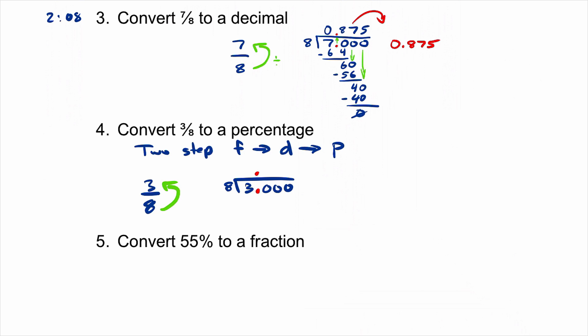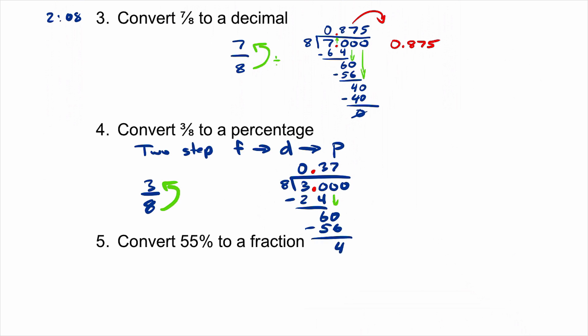Does 8 go into 3? No. Does 8 go into 30? Yes, it goes in there 3 times. 8 times 3 is 24. 30 minus 24 is 6. Bring down that 0. We got 60. Does 8 go into 60? Yes, it does. It goes in there 7 times. 7 times 8 is 56. And we need to subtract that again. So 60 minus 56 gives us 4. Bring down that 0. We have 40, and again, 8 times 5 is 40, and when we subtract, we're finished.